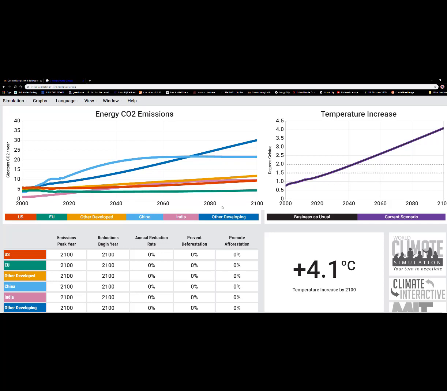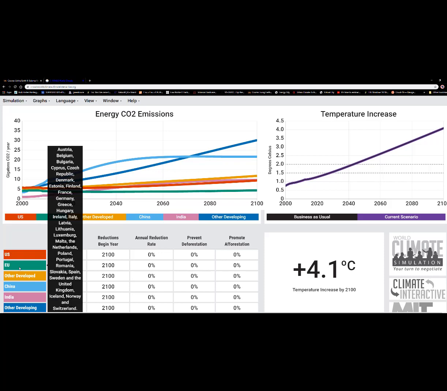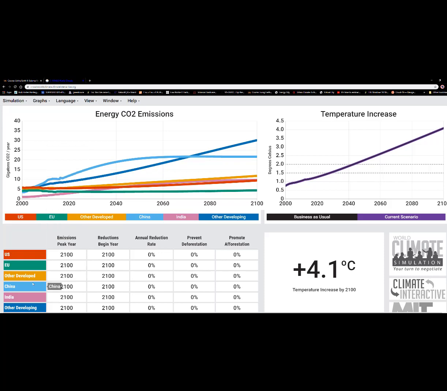Now, how this lab is going to be structured is we're going to be separated out into 6 countries. Some of you are going to be assigned to the US, some of you the EU, and notice it tells you the names. Some of you are going to be the other developed countries. Then we've got China, India, and everybody else, so that's all the other developing countries.